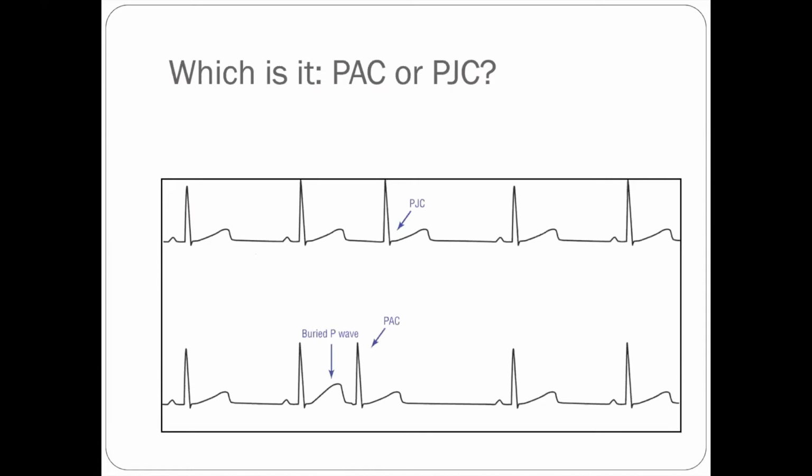So looking here in the first cartoon, you don't see a P wave anywhere, and therefore we can call it a PJC. And in the second cartoon, you note that there's a difference in the T wave, just like we've discussed in the past. So because you see that difference in the T wave, you would note that there's a buried P wave, and therefore this is not a PJC, but a PAC in the second cartoon.